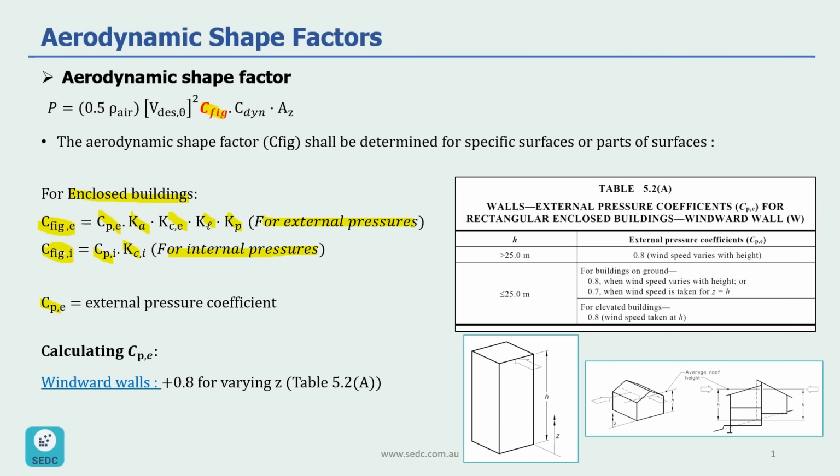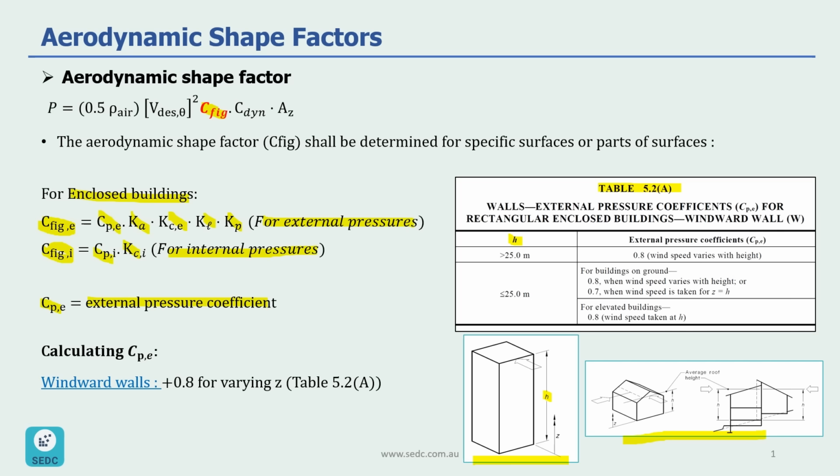So Cp,e is the external pressure coefficient, and we need to look at Table 5.2 from AS 1170.2 to get the value of this Cp,e. This Cp,e depends on the height of the building, and if the roof of the building doesn't have any slope or is near zero, as shown in this picture, the height would be shown as the height of the building. And if we have a roof with a slope, then the average roof height would be our h.